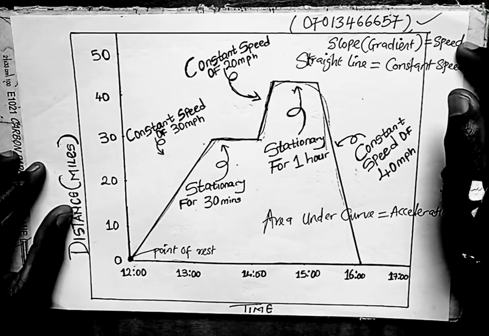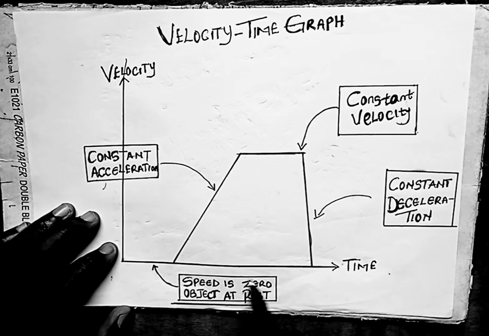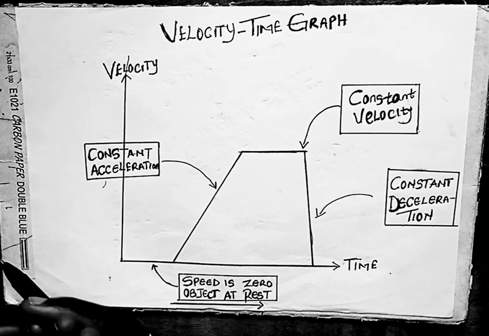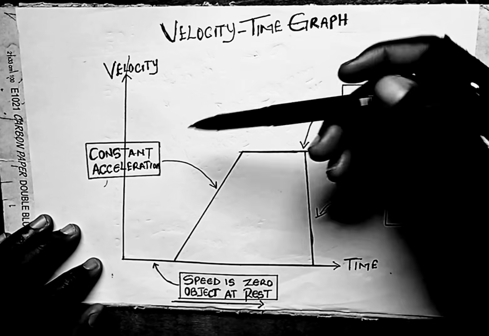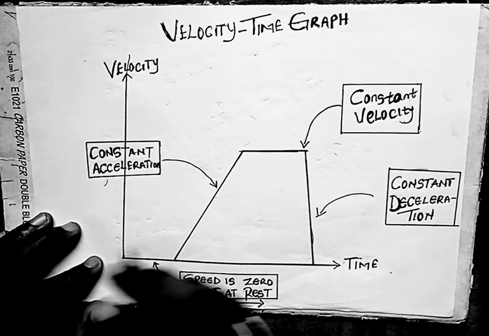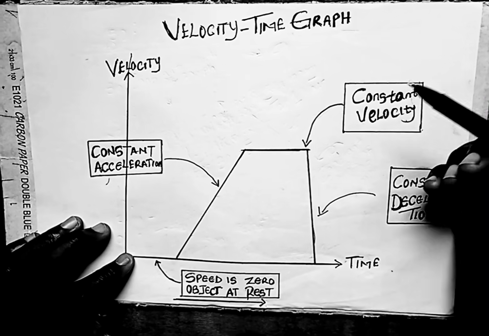Let's look at the velocity time graph next. This is a velocity time graph. Velocity is on the y-axis plotted against time. We are looking at the velocity, that is the rate of change of displacement attained with time, at every particular time. It's very easy to interpret. The first thing we are going to look at is the slope, which is also known as the gradient.